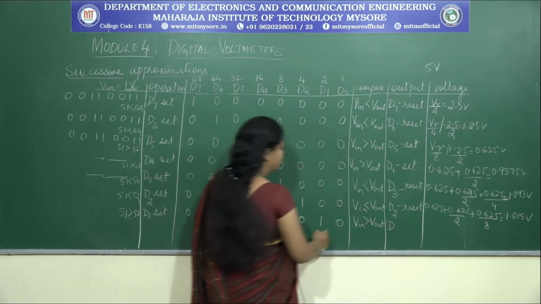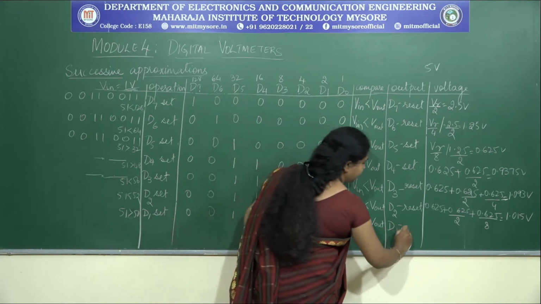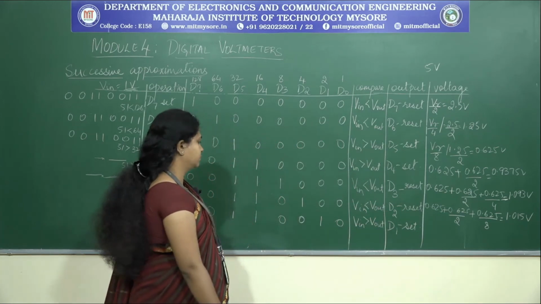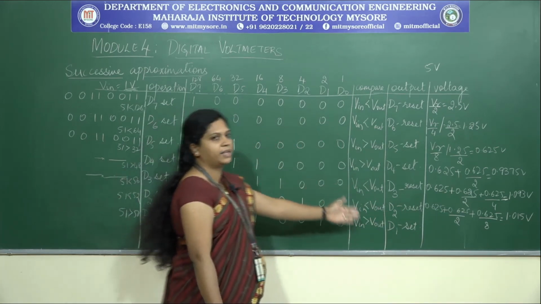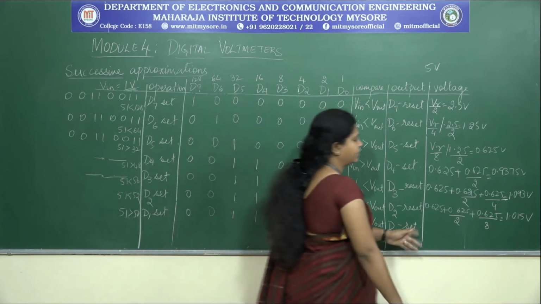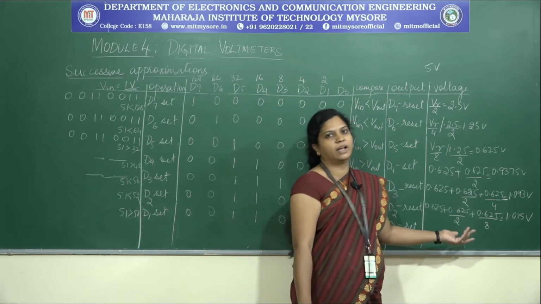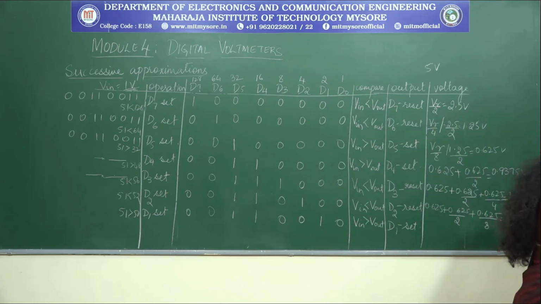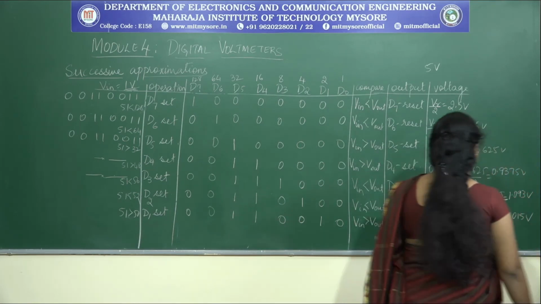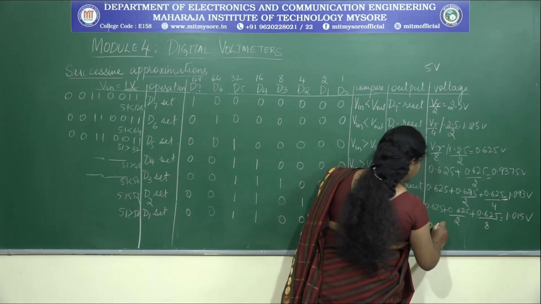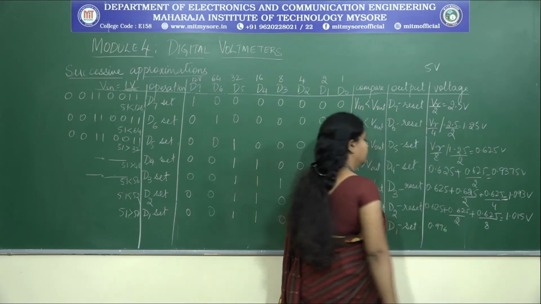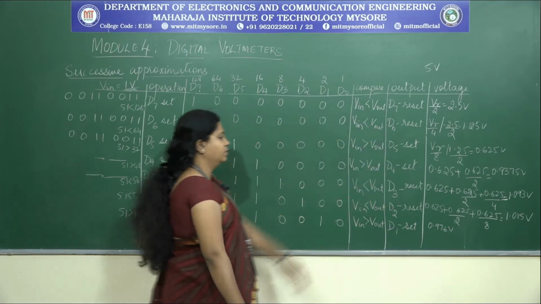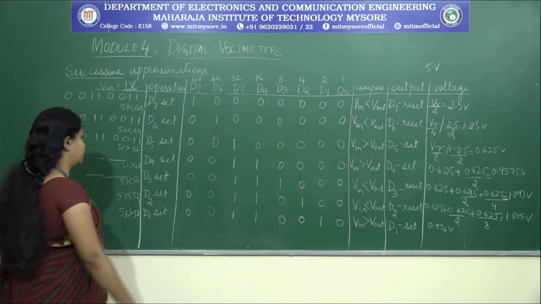So what happens to the D1 bit which is set? D1 should be in the set state. How will you calculate? Apply the same principle. Okay, after applying, tell me what is the value of the voltage you are getting. So here approximately 0.976 volts you are going to get. Okay, continue the calculation process.